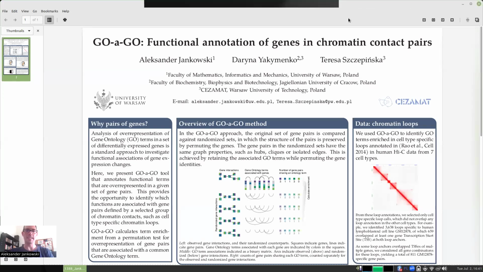Hello everyone, my name is Aleksander Jankowski and I am presenting a poster called Go Functional Annotation of Genes in Chromatin Contact Pairs. What's our idea?